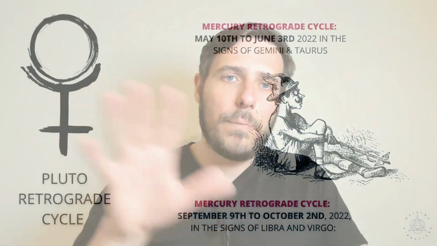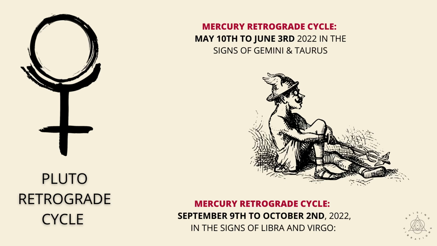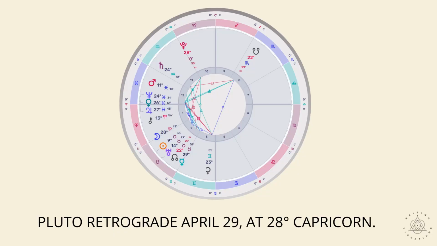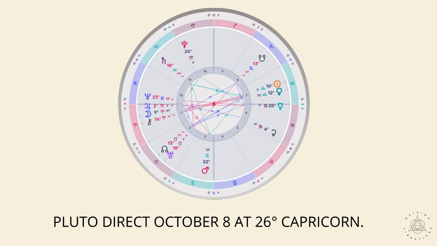So on the screen now, you're going to see the dates for Mercury retrograde. This is when Mercury retrograde will be occurring simultaneously with the Pluto retrograde as well. So you can have a look at those dates. And then finally, you'll see this is the chart of when Pluto actually goes retrograde itself. And then this is the chart of when Pluto is now going to go direct. So Pluto is going direct on the 8th of October at 26 degrees Capricorn, as you can see.